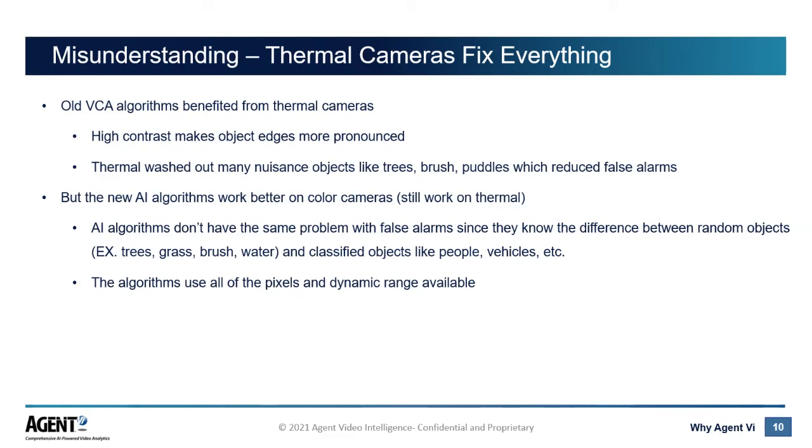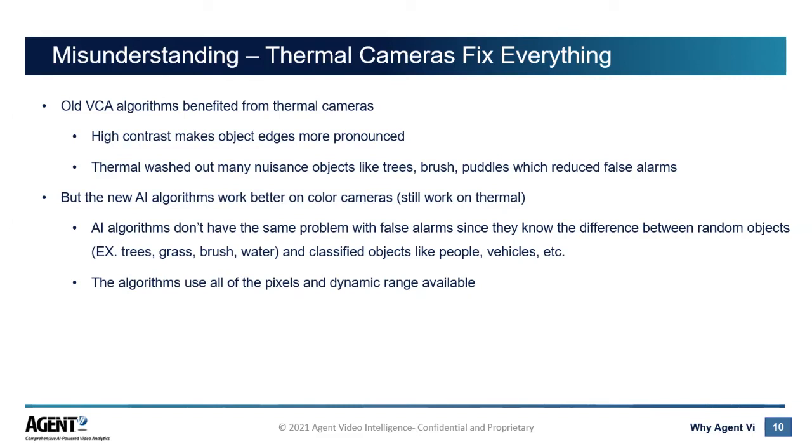Thermal cameras also did another thing. They would tend to wash out the nuisance objects like trees, brush, puddles, which would then eliminate false alarms. So in effect, yes, you got more contrast, but since a lot of the things that tended to be nuisance alarms tended to be cool, they were effectively washed out in the scene, so they were sort of ignored. I'd like to say that while that helped with VCA algorithms, that was sort of cheating, but it did help in a lot of situations. By the way, if you don't have artificial light, you need thermal cameras.